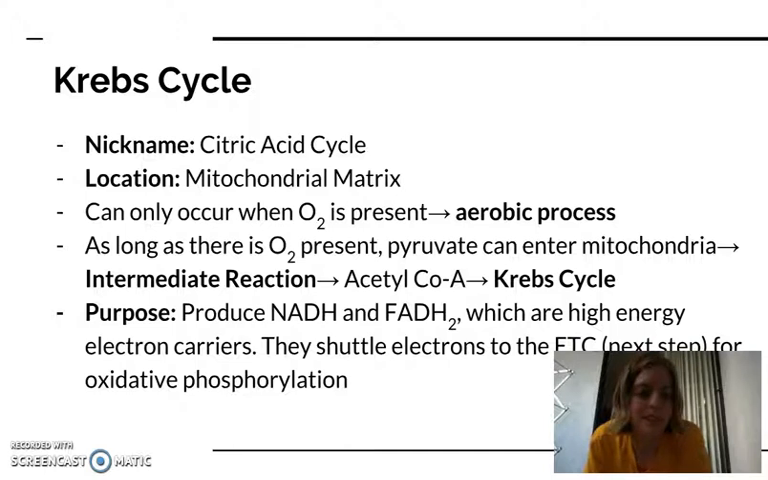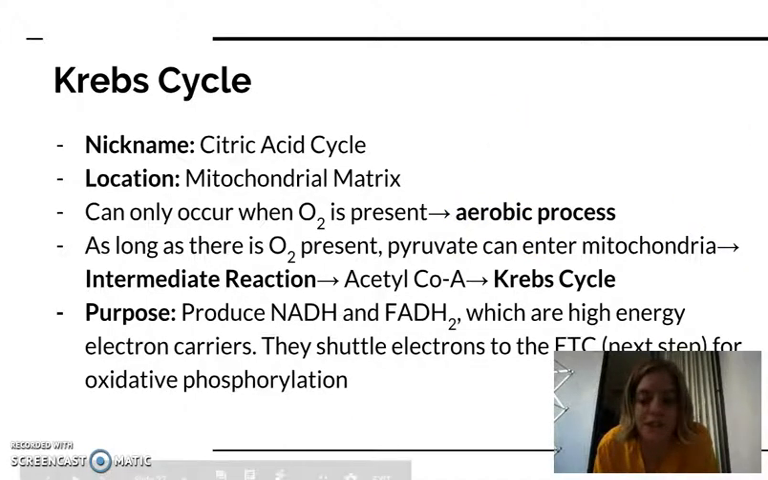A couple basics to know about the Krebs cycle. First of all, its nickname is also known as the citric acid cycle. Some people call it TCA for the citric acid cycle. This happens in the mitochondrial matrix. So when we're talking about the mitochondria, actually inside the mitochondria we find the matrix, and that's where this takes place. This Krebs cycle can only occur when oxygen is present, meaning that this is an aerobic process.